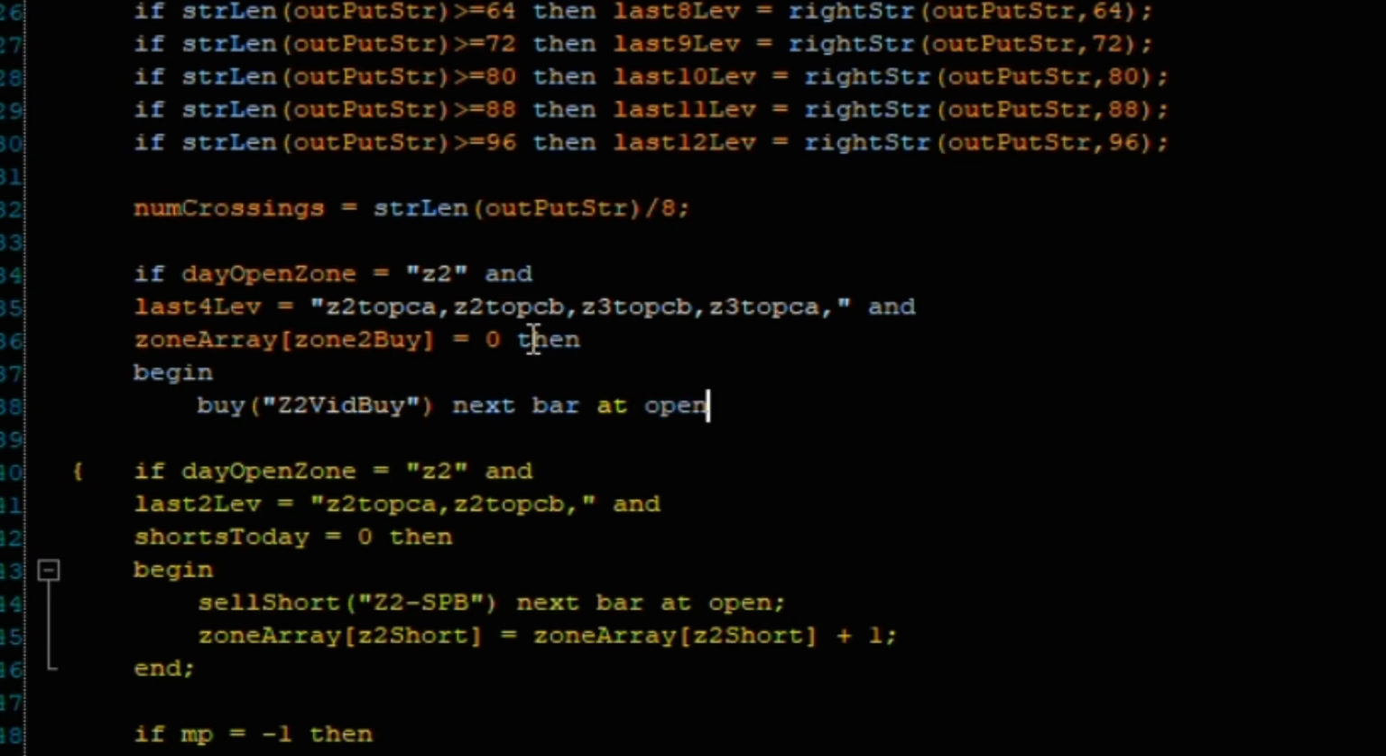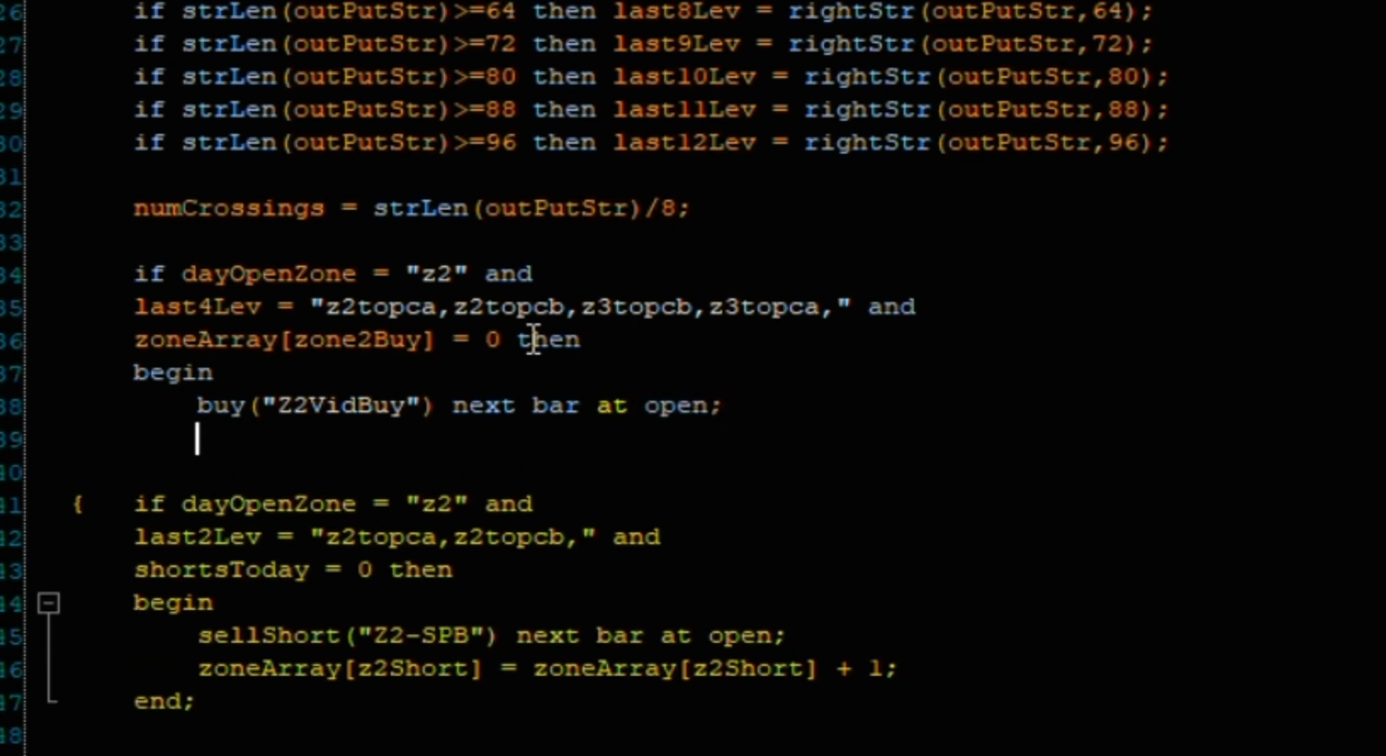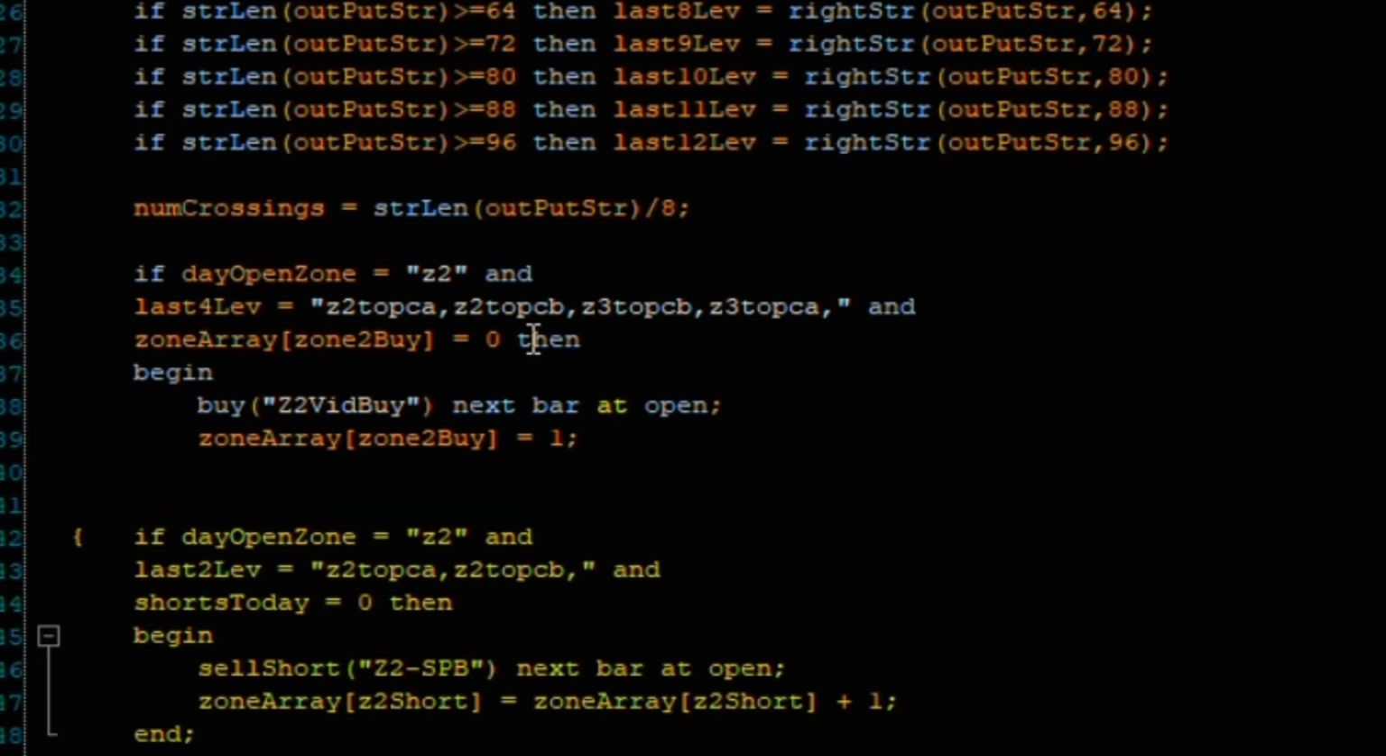Okay, we know we're going to buy because we're giving a market order, right? So it is definitely going to buy. So then what you want to do is go into your zone array, index by zone 2 buy. You could either set that to 1, which I'm going to do, or you could say zone array index zone 2 buy equals zone array zone 2 buy plus 1 if you want to allow multiple entries in that zone. So we're just going to do 1. And we're going to hit end.